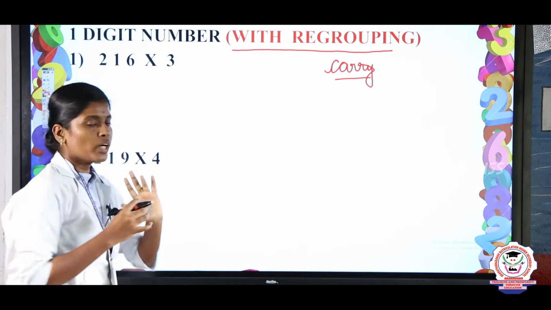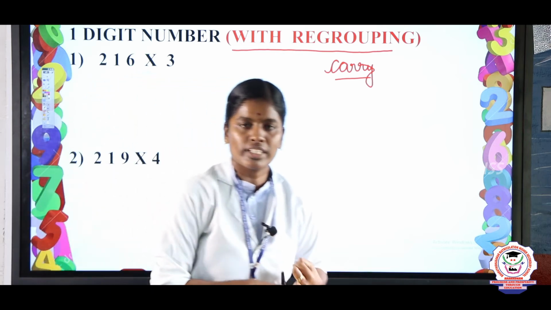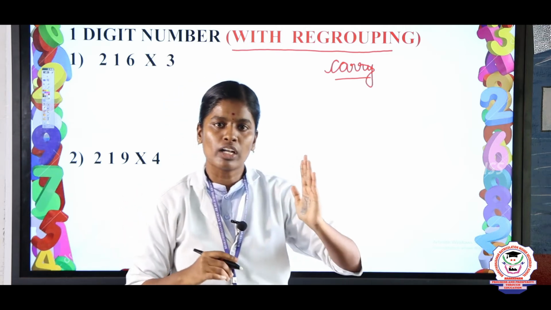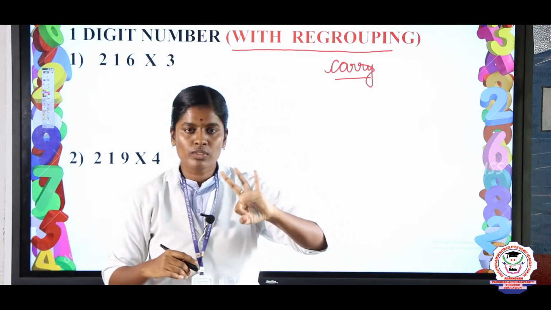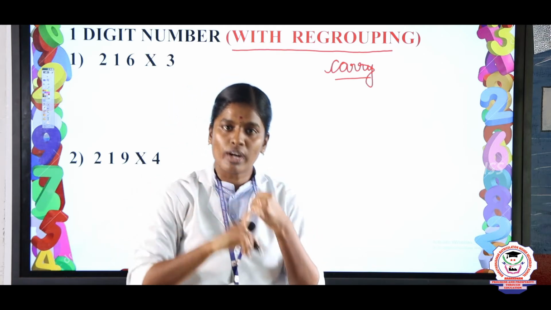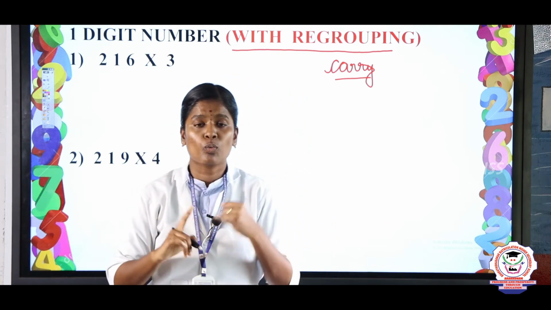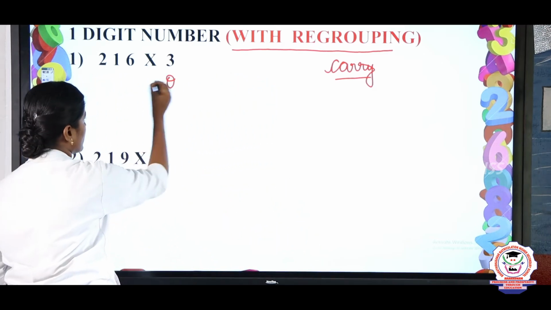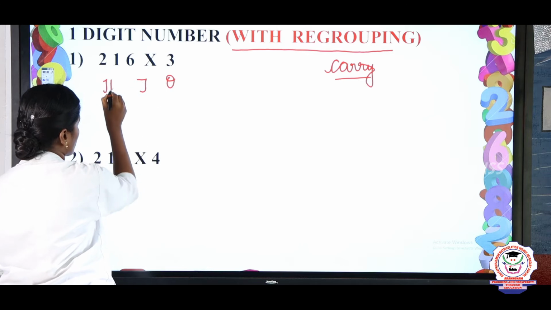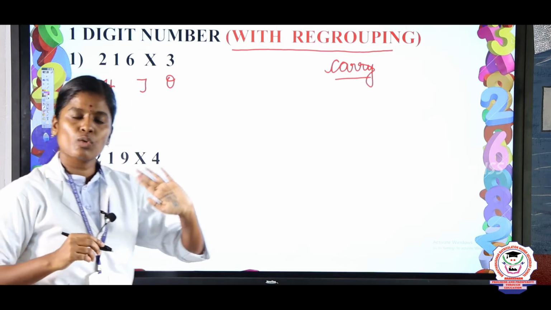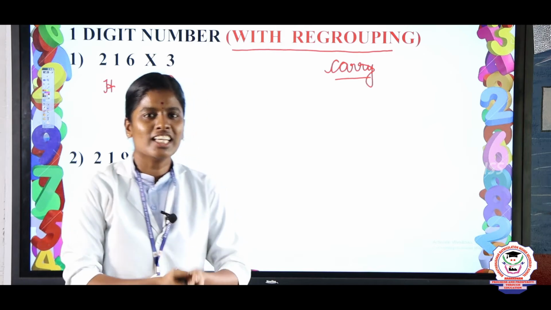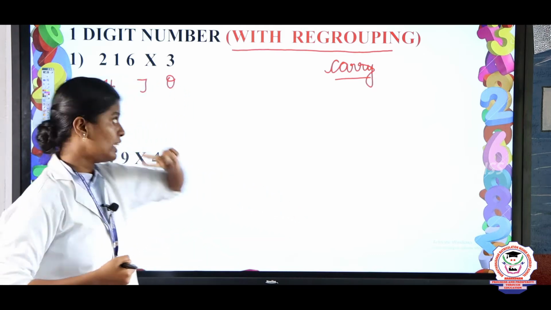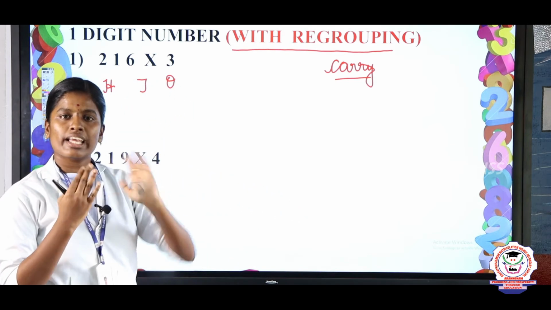First you will take 216 multiplied by 3. First we are going to write the place values. Here we have three digits, right? So you should write ones, tens, hundreds. Tell me, Nasreen, what is the ones place value? Yeah, the ones place value is 6, the tens place value is 1, and finally the hundreds place value is 2.